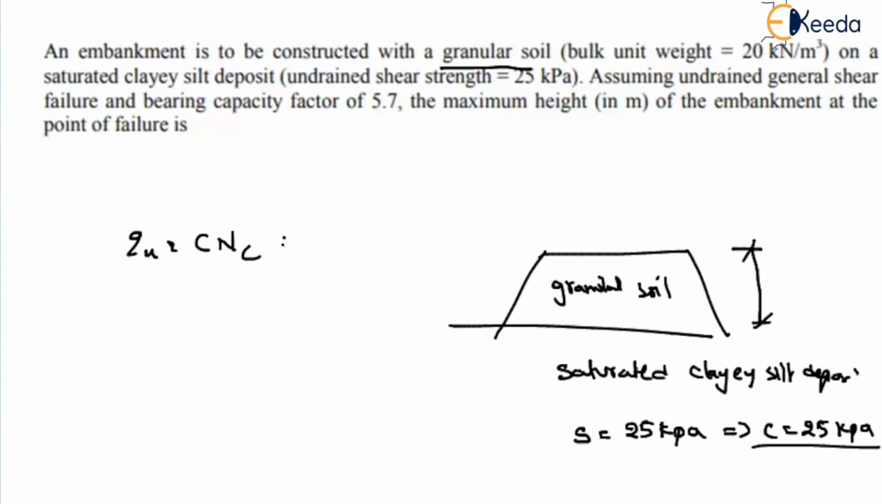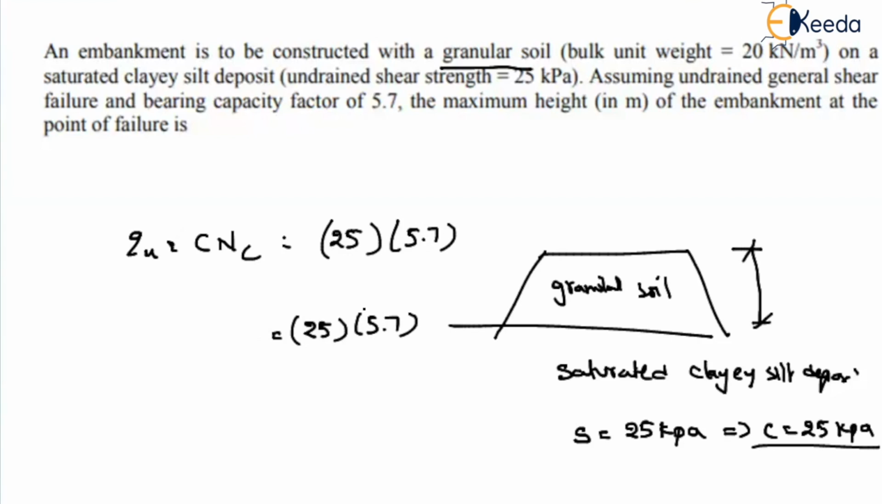So this value, how much are you getting? C value, we are getting as 25. And what about the Nc value? Nc value is given as 5.7. That is nothing but how much? 25 into 5.7. So this is the bearing capacity.